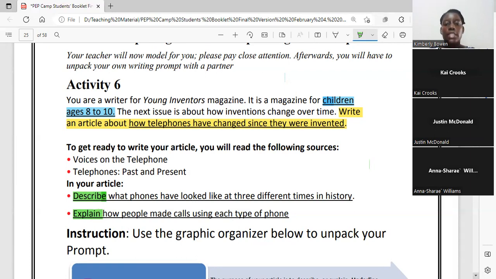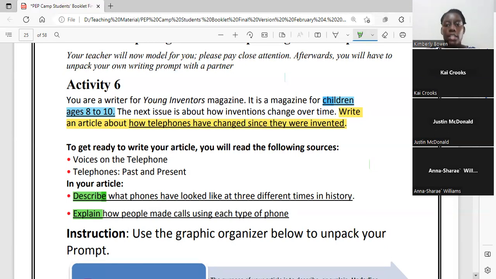So before we continue, let me just go over the idea of the purpose, the audience, and the strong verb. The purpose tells us what we want the readers to understand. So at the end of them reading our article, this is what they must understand. They must understand how telephones have changed since they were invented, right? Who we're writing to are children ages 8 to 10. This is important for us to find out the audience because we will know who we're directing to and what type of language to use.